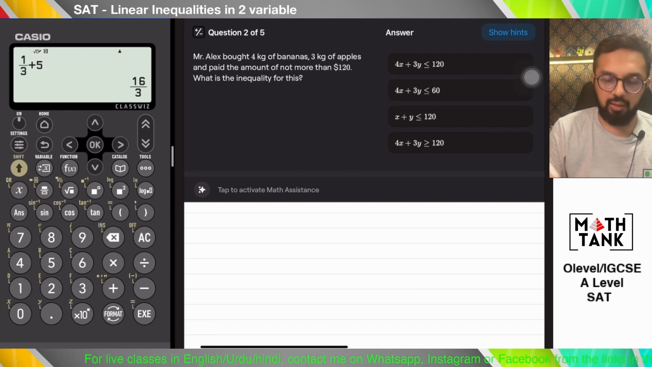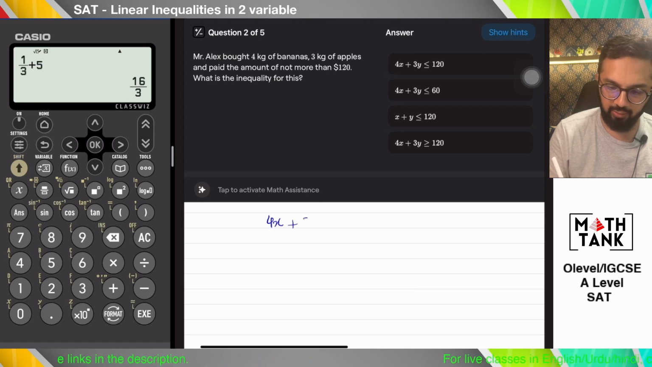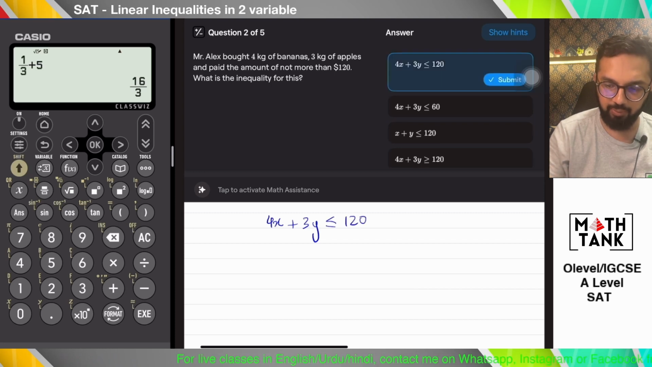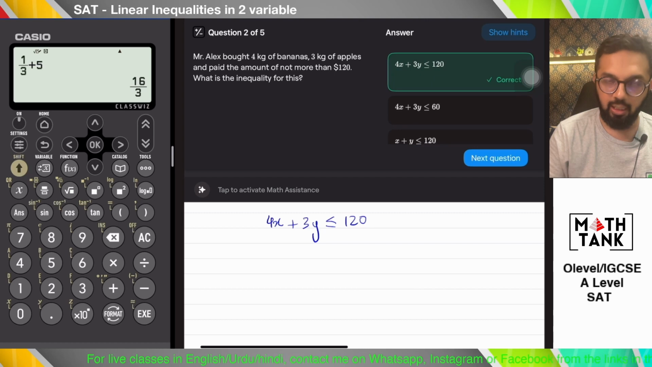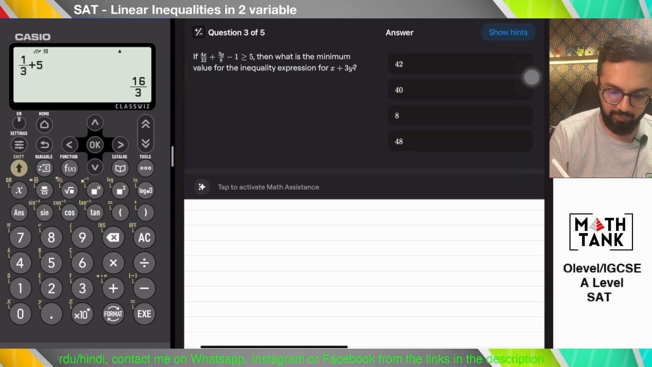Okay. Then it says Mr. Alex bought 4 kgs of bananas and 3 kgs of apples, and said that the amount is not more than this inequality. So 4 kgs of bananas, which is x, and I think apples should be y, although this doesn't mention. This should be less than or equal to 120. If I am correct with the variables, that should work. Yes, that is working.